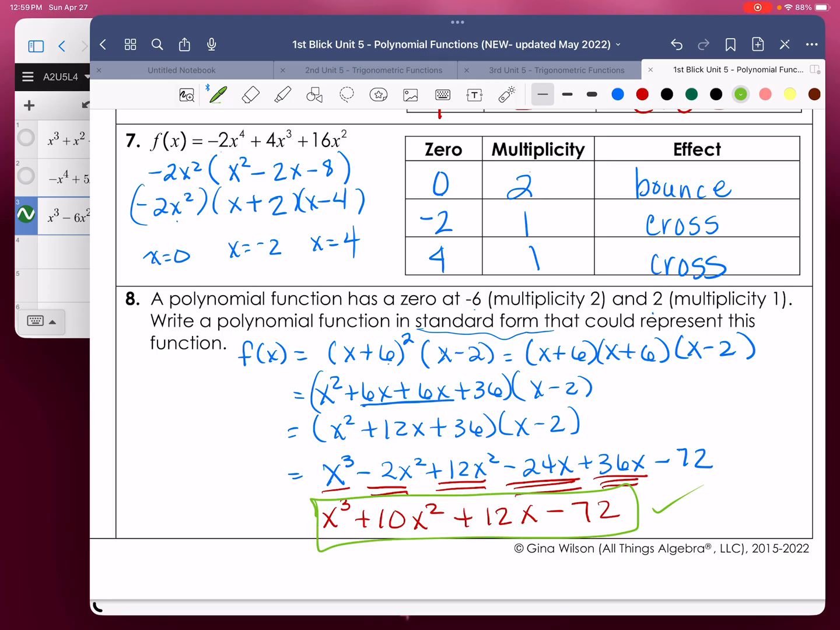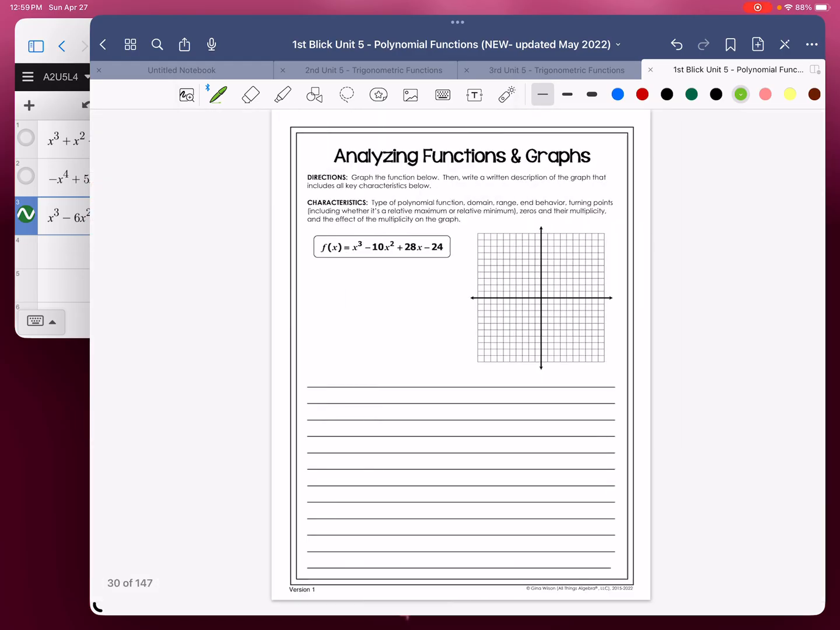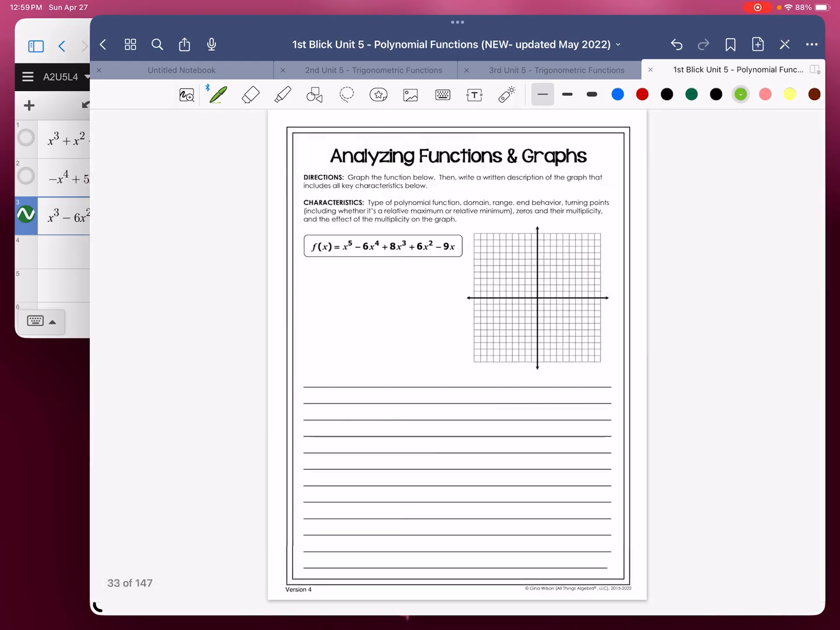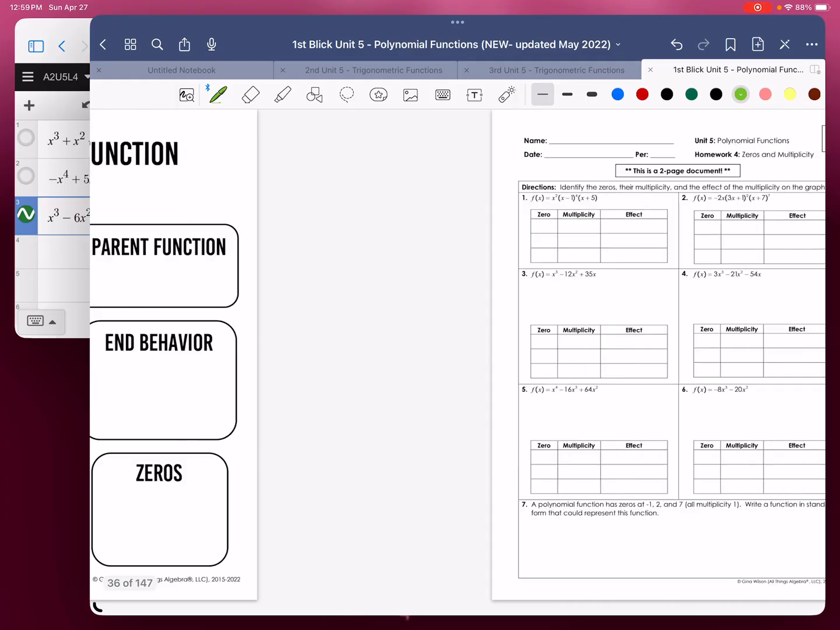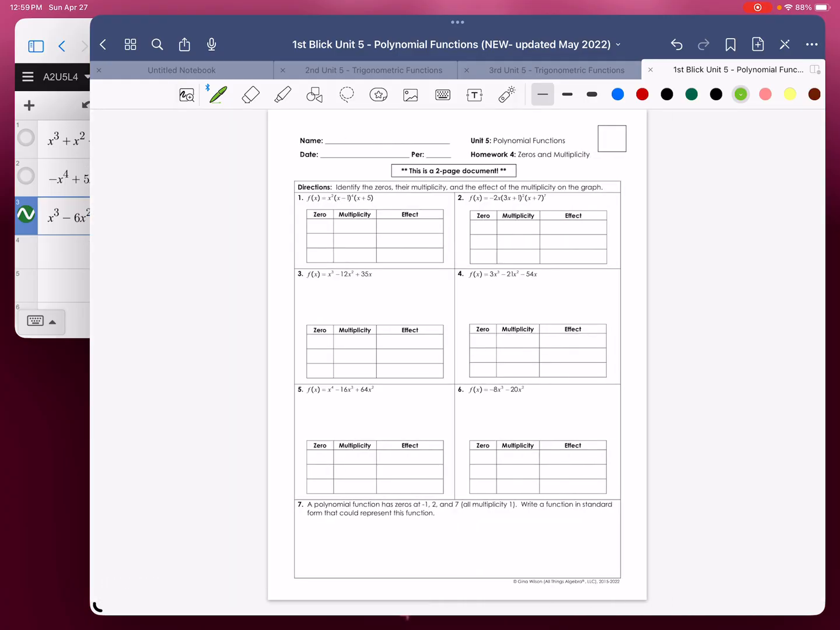Okay, so this was a fairly short lesson this time. I want you to go to your practice pages and be using your extra time to work on these examples and ask me any questions if you have them.